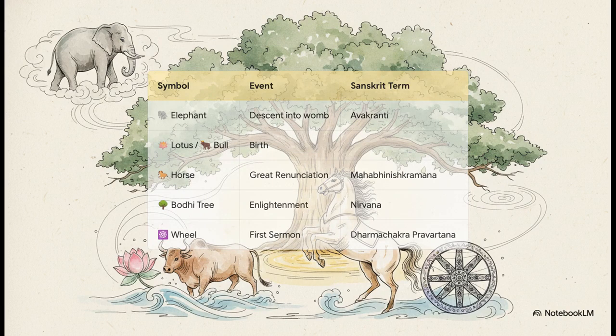Check it out. The elephant, that symbolizes the Buddha's conception, or avakaranti. The lotus and bowl, they represent his birth. The horse is a big one. It stands for the Great Renunciation, or Mahabhinashramana, a key term we are definitely coming back to. The Bodhi tree, of course, is all about enlightenment, or nirvana, and the wheel, the Dharma chakra, represents his very first sermon. Seriously, take a mental screenshot of this. These connections are absolutely essential for your prelims.